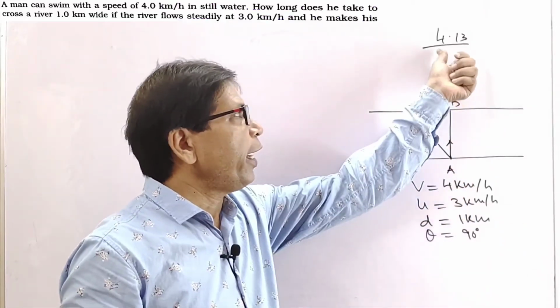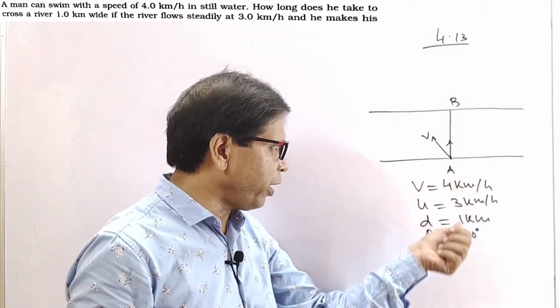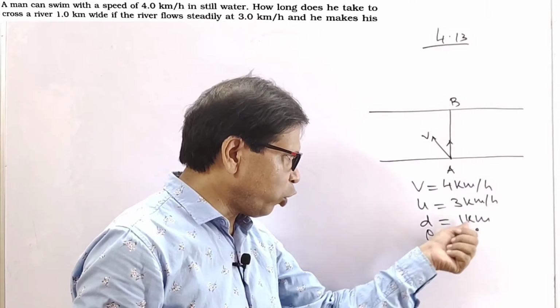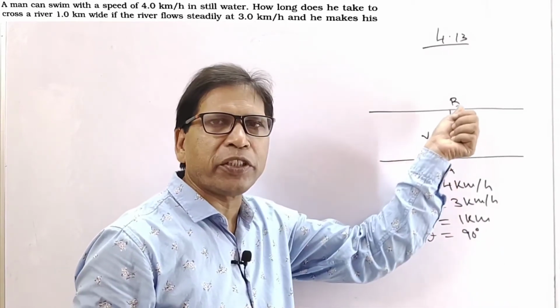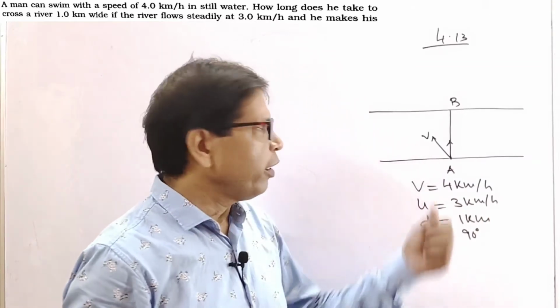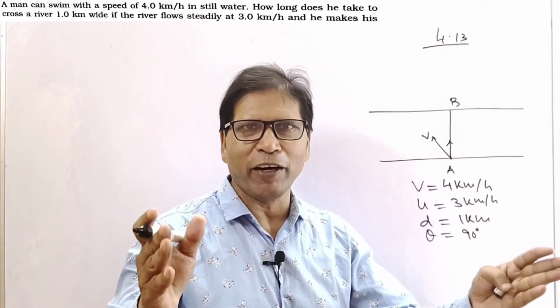Look at this, NCERT 4.13. A person wishes to cross a river of width 1 kilometer, steering normal to the direction of the stream, which is 3 km per hour. The speed of the person is 4 km per hour in still water.